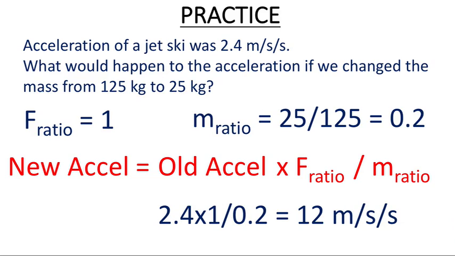The next question about a jet ski has a force ratio of 1, a mass ratio of 0.2, and when we plug it into our formula, we get a new acceleration of 12. Notice this is a lot faster than the original system.